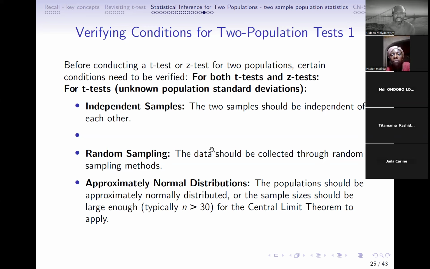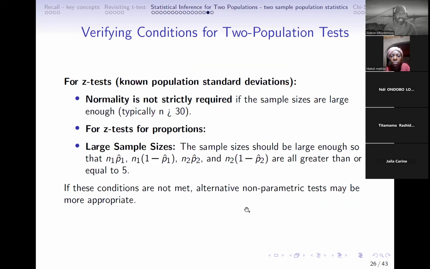And they should be following an approximate normal distribution, approximate in the sense that we just check certain conditions. The populations should be approximately normally distributed or the size should be greater than 30. And we've seen this and talked about this at length. This is for the central limit theorem to hold true, which we already discussed earlier in a previous lecture. So once these conditions are verified, then we can go forward to decide what kind of test.